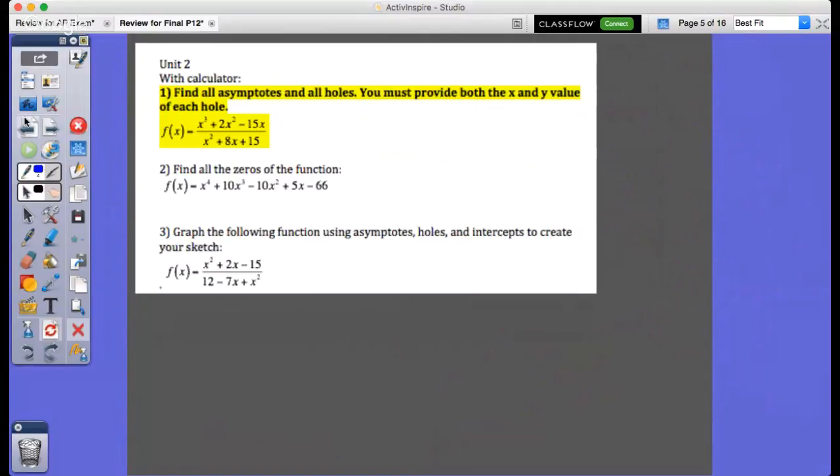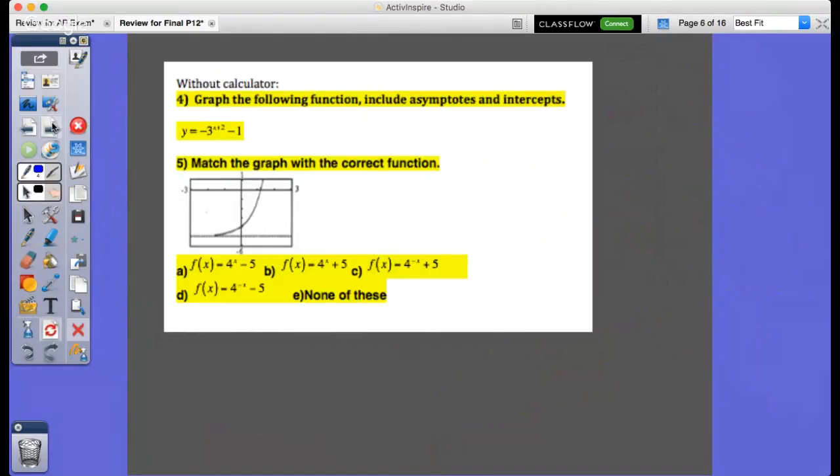So this should be x to the 3rd plus 2x squared minus 15x over x squared plus 8x plus 15. See that? Over here, this is x to the 4th. Can you read this one, Jacob? Yeah, it's mainly number 5. I can't read all of what it's saying.